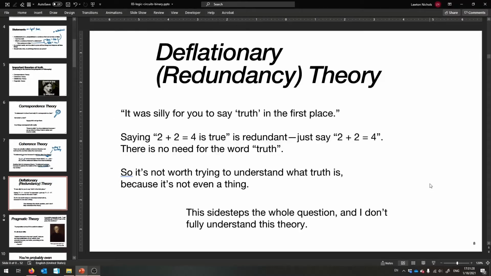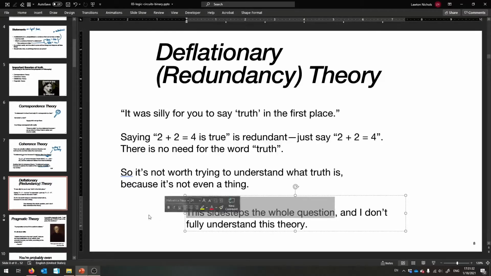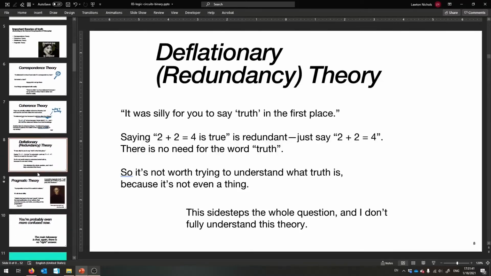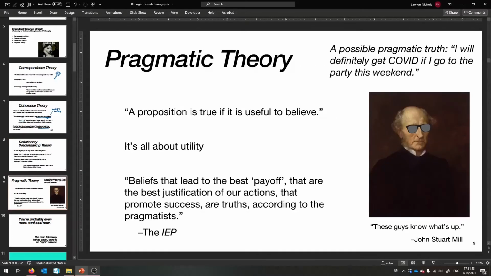That's their point of view, and kind of goes around everything we're trying to do. So I can tell you right now that I don't fully understand it, but I want to show it to you because there are some people that disagree in this realm of philosophy. Okay? Another one that is interesting, again, is called pragmatic theory.